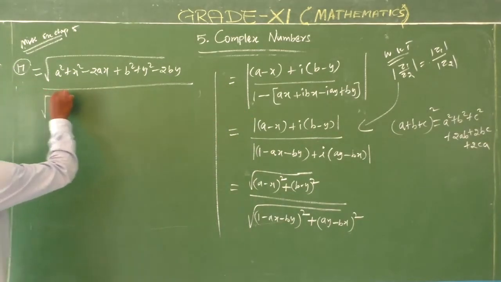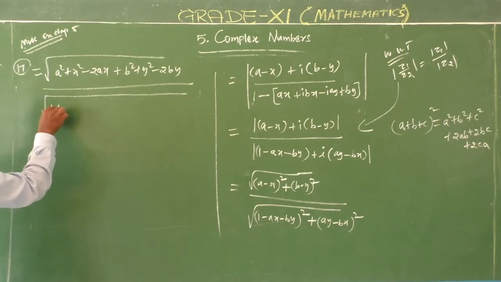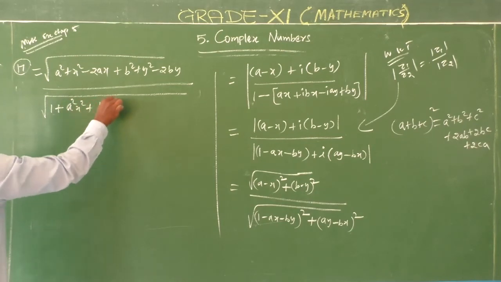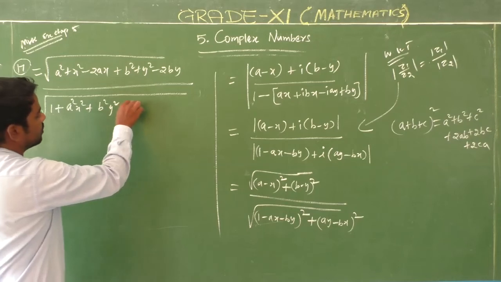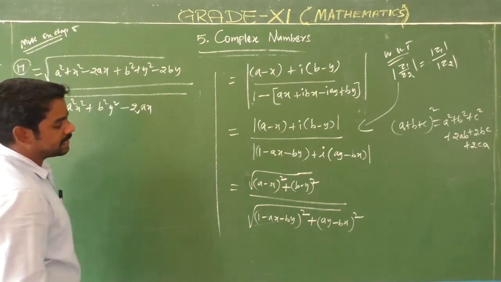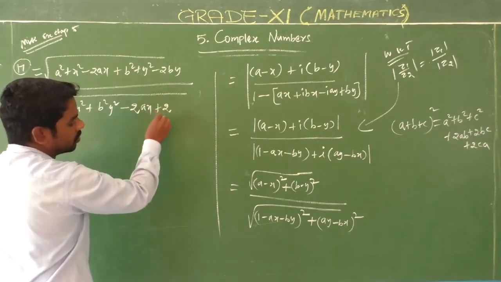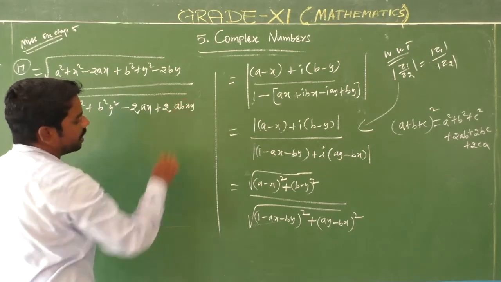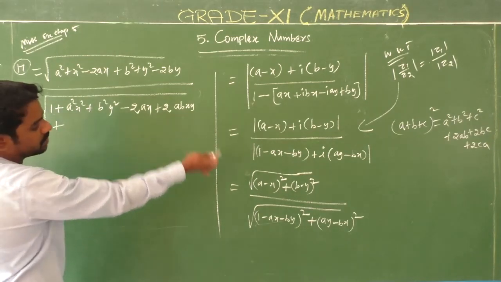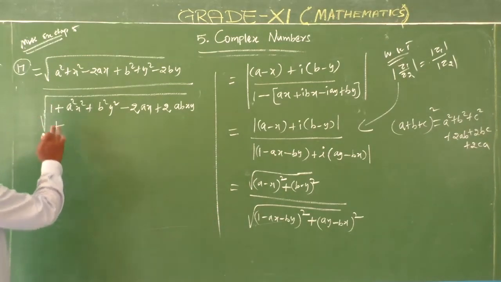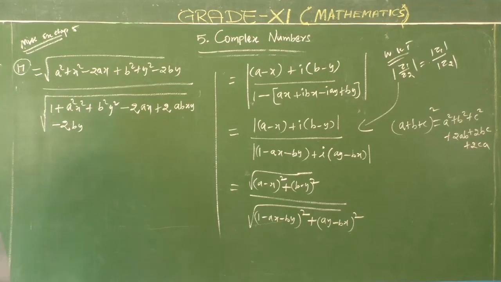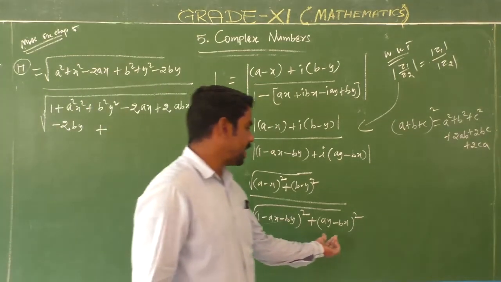So a square is 1 square plus 1, b square is a square x square, c square is b square y square, plus 2ab. This minus 2, 1 into minus ax is minus 2ax, and 2bc, minus and minus plus, so plus 2ab xy, plus 2ab. C is negative and a is positive, so minus 2by, plus the imaginary part square, (ay minus bx) whole square.